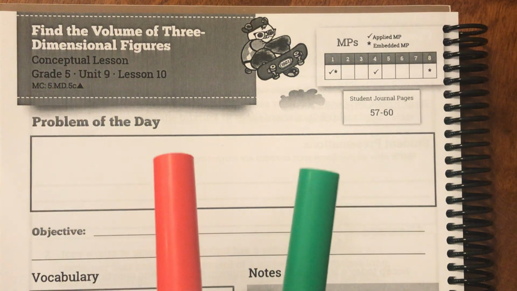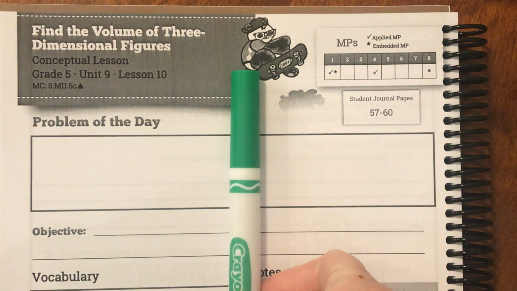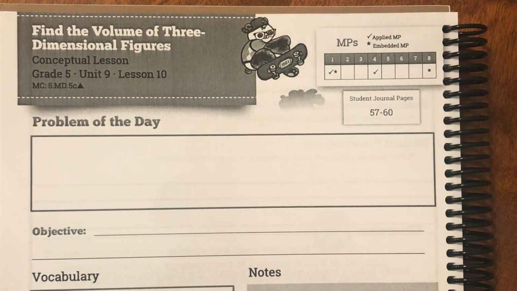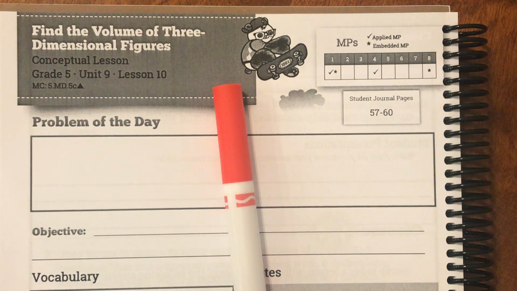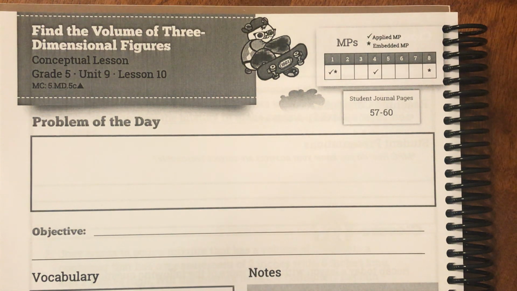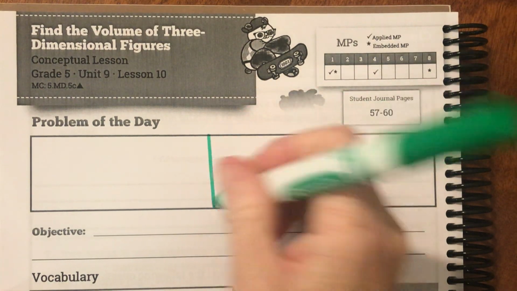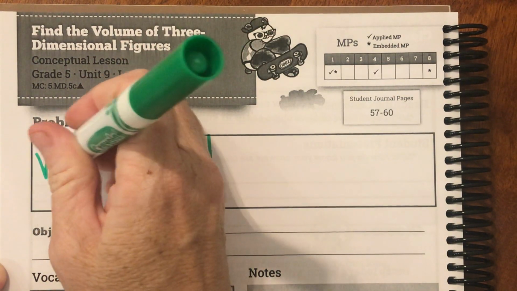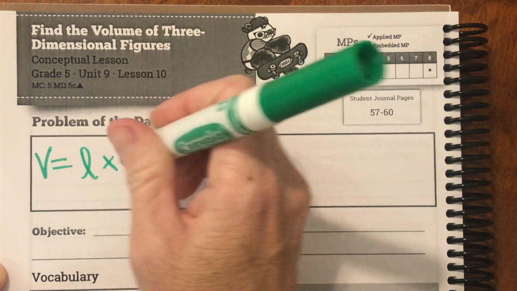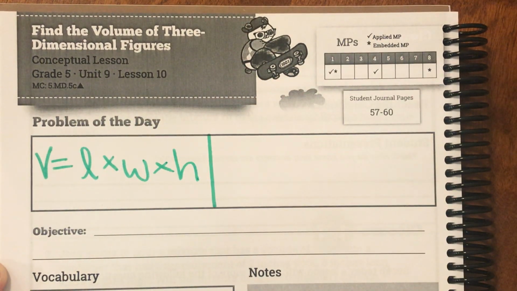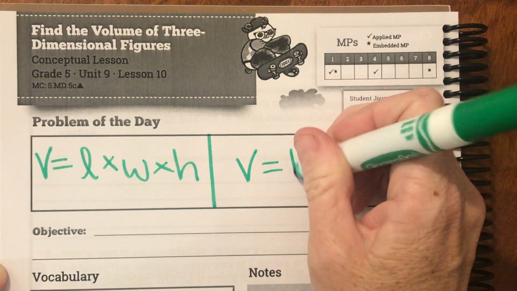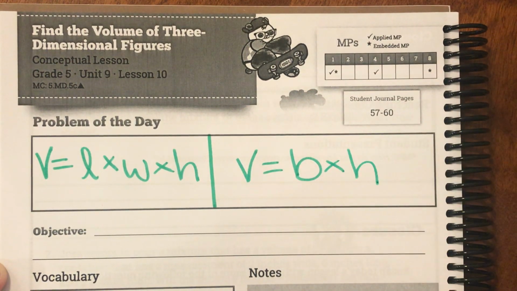Quick reminder also about our pens. Green means go with me, write every single thing down I have. And red means stop and watch. We're going to be continuing with volume, which we've been doing for days. We're just going to step it up to some more challenging problems now. Remember we don't use our problem of the day, but we are going to use it to write down our two formulas. Our first formula was volume equals length times width times height. And our second is volume equals base times height.